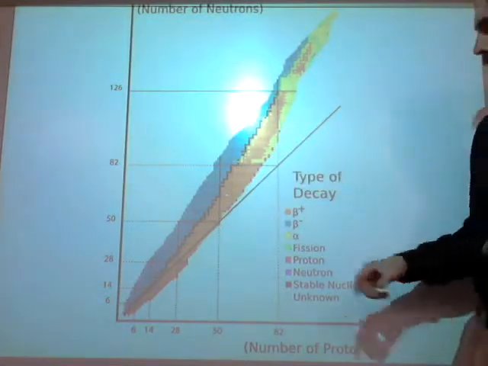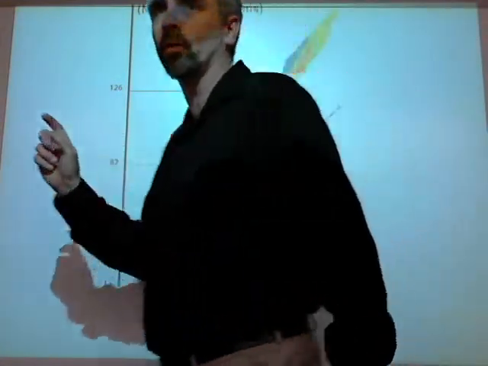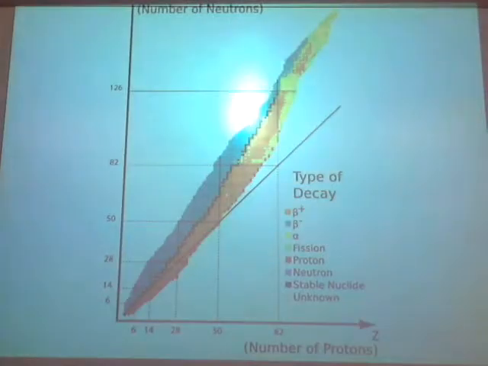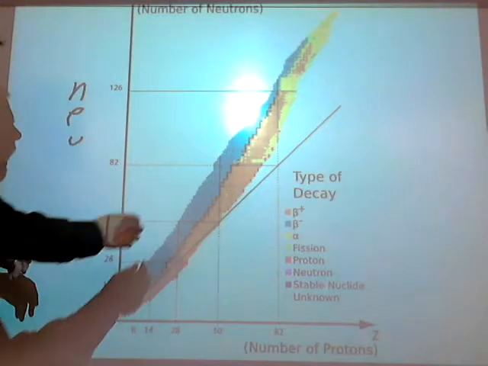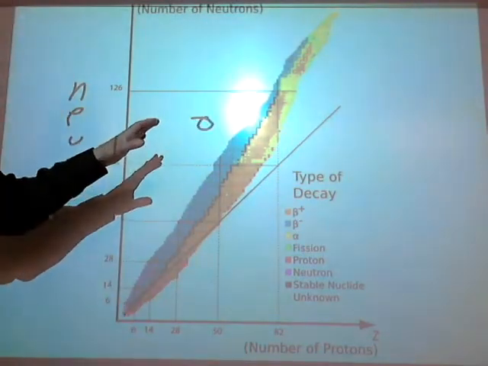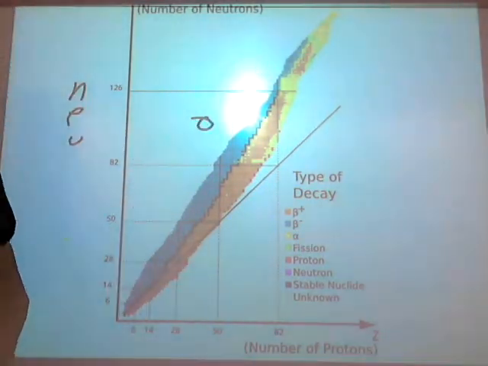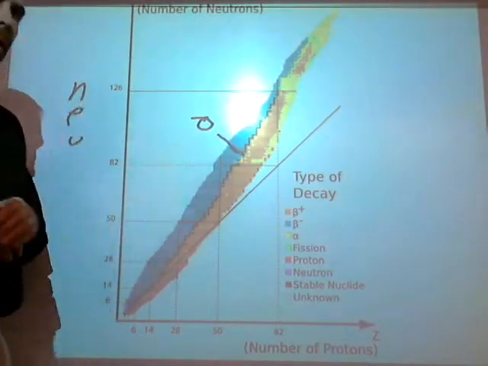Now, let's just look at it. Guys above the band have too many neutrons. This is a graph of neutrons on this side and protons on that side. So if I've got a guy up here, he's got too many neutrons and not enough protons. What might he want to do to get himself down into that band of stability?